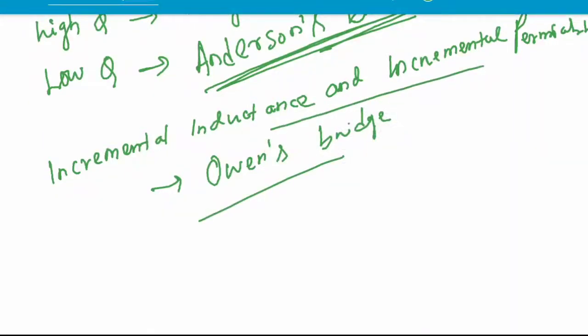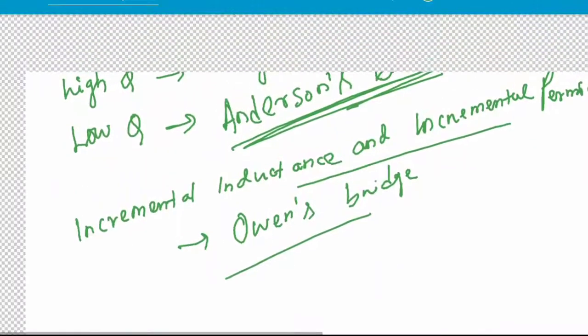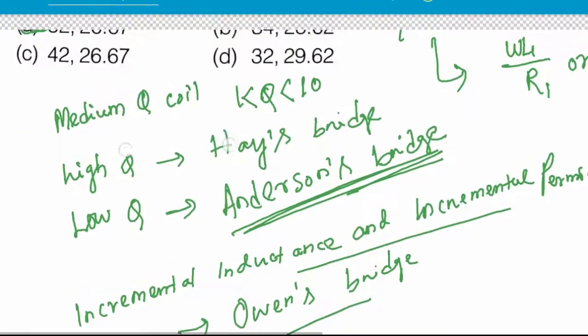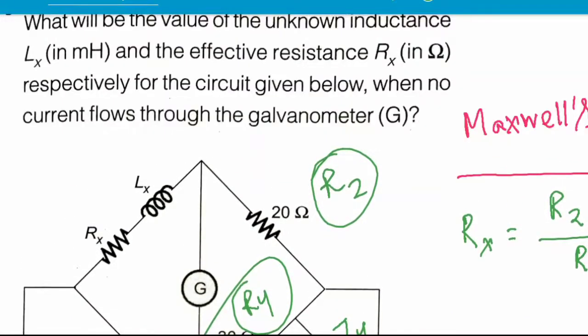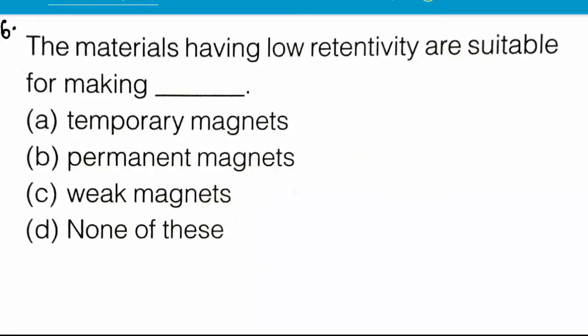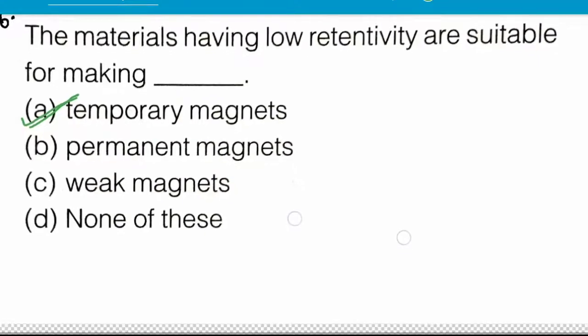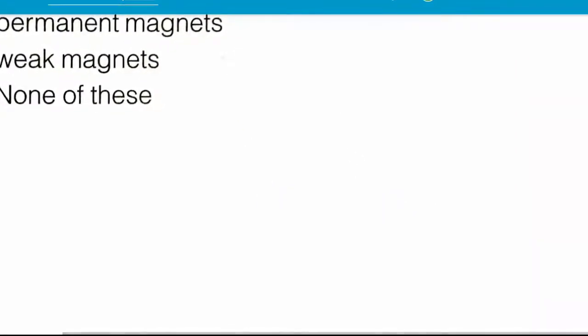These are more informations regarding AC bridges to measure inductance, which we should remember. Next question: the material having low retentivity are suitable for making. The answer is the temporary magnet, not permanent magnet or weak magnet. How? I am describing what is retentivity.